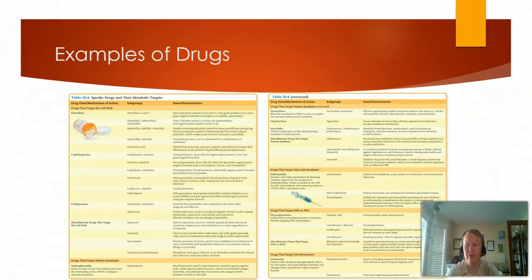You can see that we have 1, 2, 3, 4, 5, 6 different subgroups. So make sure you're aware of that and how that works. What I want you to really do with this chart is just be aware of some of the drugs that work on some of the targets. As I said, I don't expect you to have it memorized, but is there something here that maybe you're familiar with? Have you been prescribed something before? And now you can see how that actually worked to clear your infection.